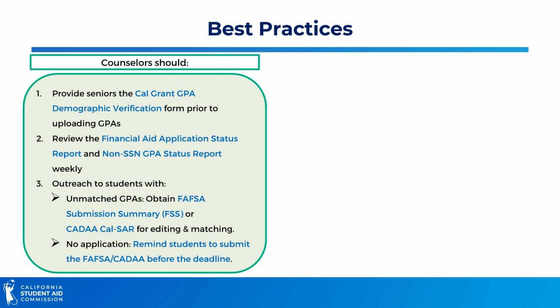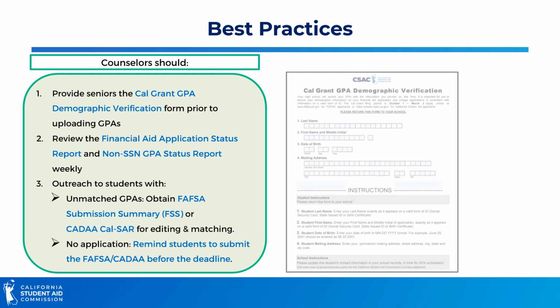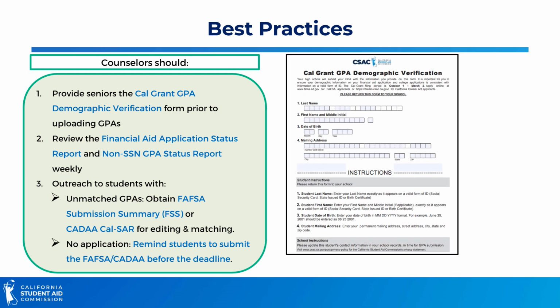For the last couple of slides, here are some best practices to leave you off with so you can help your students. As counselors, you should confirm you have the most accurate and current demographic information from your seniors using the Cal Grant GPA demographic verification form before you start uploading GPAs. It will make the GPA matching process so much easier if you have identical information with what your student put on their FAFSA or CADAA.